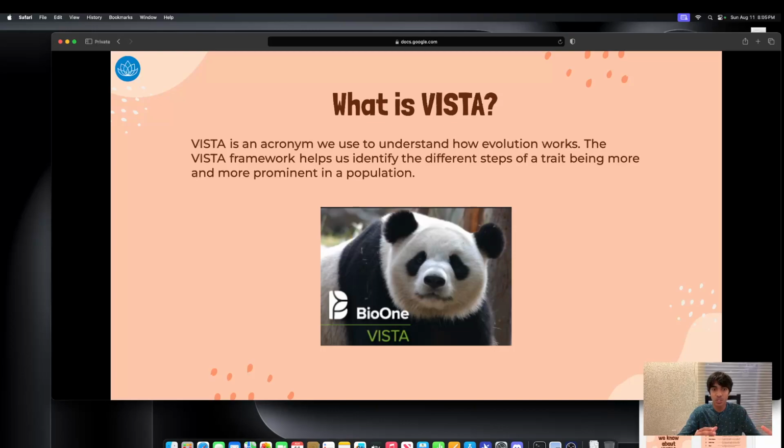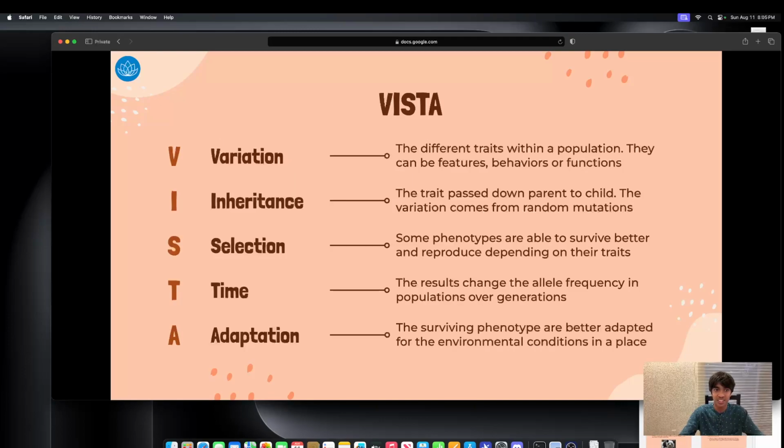The VISTA framework helps us identify the different steps of a trait being more and more prominent in a population, right? Similar to what we learned earlier. VISTA is V for variation, and the different traits within a population can be features, behaviors, or functions. So variation are the different traits within a population. And then inheritance is the trait passed down from parent to child.